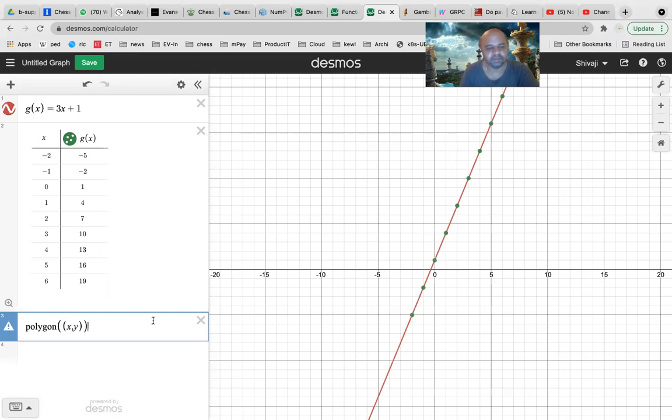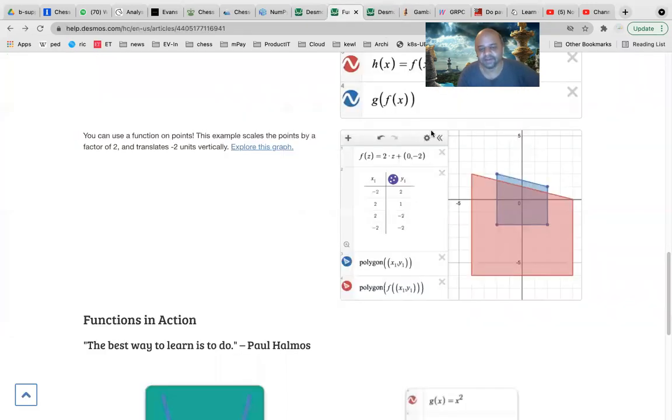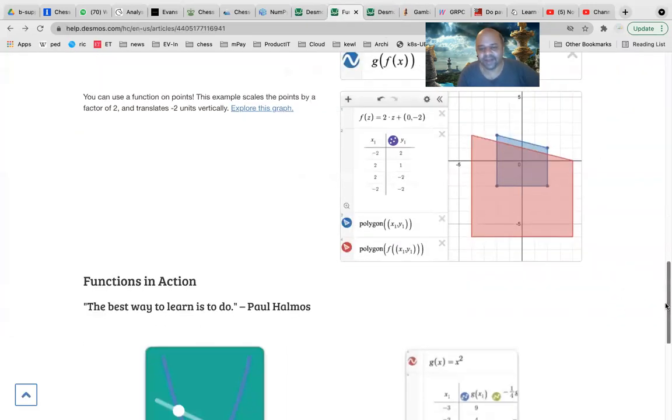Did we get it? No. Why did we not get it? Oh, it is y g of x. We should have got the polygon, no? Okay, we'll figure that out. Polygon is a special instrument, but you got the idea of functions.